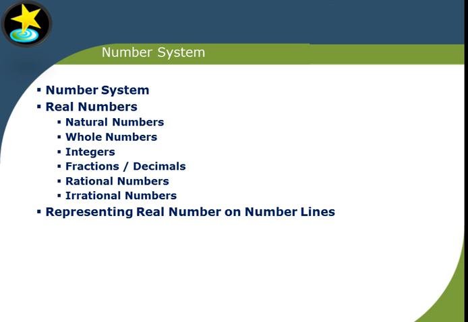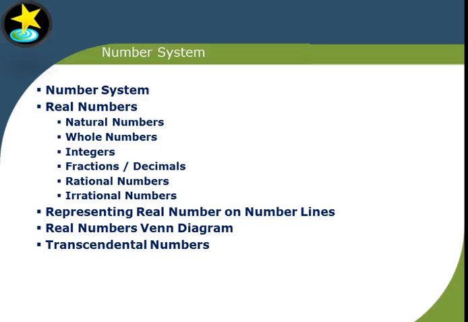discussion or this session. We'll talk about natural numbers, whole numbers, integers, fractions or decimals, rational numbers, irrational numbers. We'll also talk about representing real numbers on number lines. Then we'll talk about real number Venn diagram representation, which is very useful and really helps people to understand the concept of real numbers. Then we'll talk about transcendental numbers, and at the end we'll talk about some examples. So that's pretty much what we are going to cover in number system.